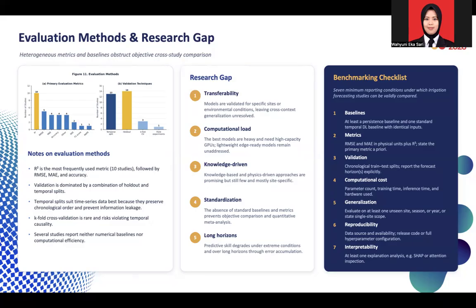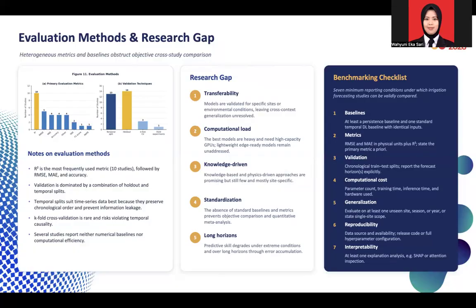Several studies report neither a numerical baseline nor any measure of efficiency. From this, we identify five gaps: transferability, computational load, knowledge-driven design, standardization, and long horizon. In response, we propose a checklist of 7 minimum reporting conditions. This is a benchmarking checklist.